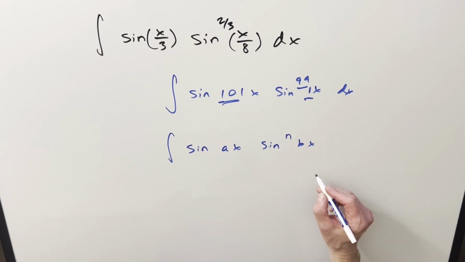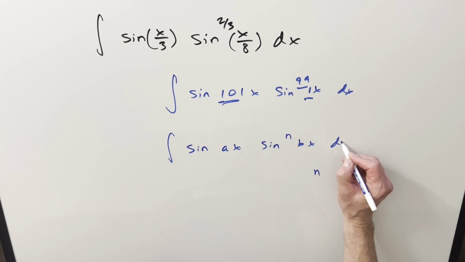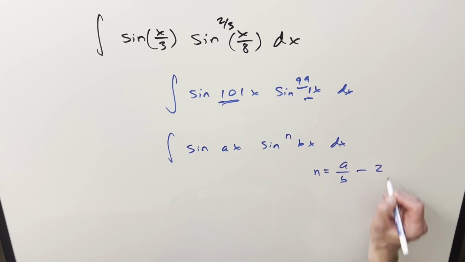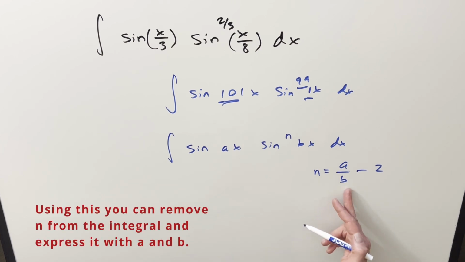But there are some restrictions on n. For this to work out nice, what we're going to need is n to be equal to a divided by b minus 2. I think what happens when you do this is it kind of works, but then the constants are all messed up, and I think it's a problem if you don't have this condition.